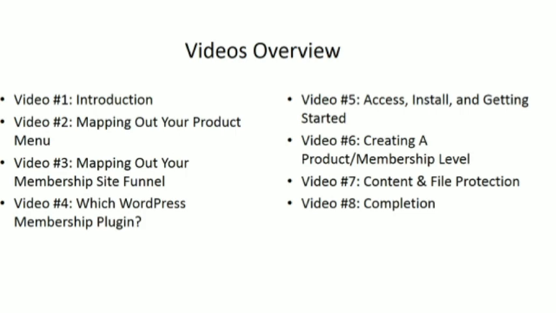Video number 6, we're going to talk about creating a product or membership level, because you have different levels depending on different scenarios where somebody is. Maybe they bought certain things, maybe somebody bought some more, and you need to segment them into different levels. Video number 7, we're going to talk about content and file protection. And of course, video number 8, we're going to talk about completion.